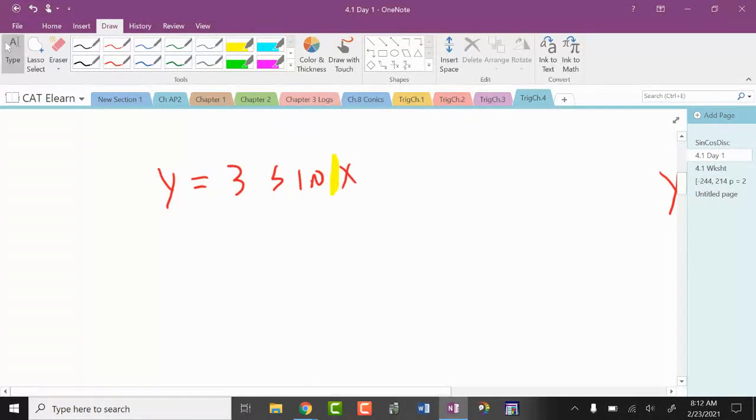I don't know if that's the right word, but I'm struggling with words today, early in the morning here. Okay, so here's our first graph.